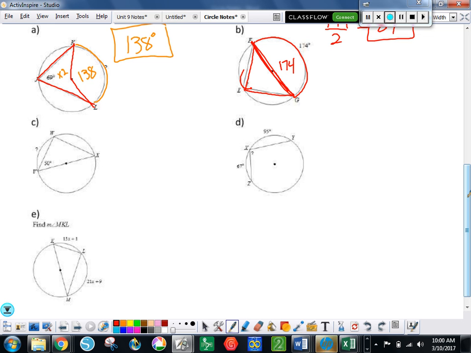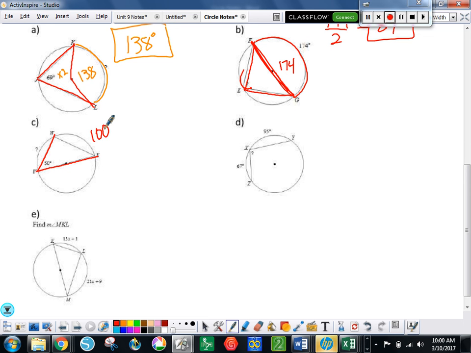Well, since VX is 180, and since WX is 50, we know that the arc above that right there is also 50. Well, it's not right. What am I saying? Is this a central angle or is it an inscribed angle? It's inscribed, so you got to double it. So this is 100.